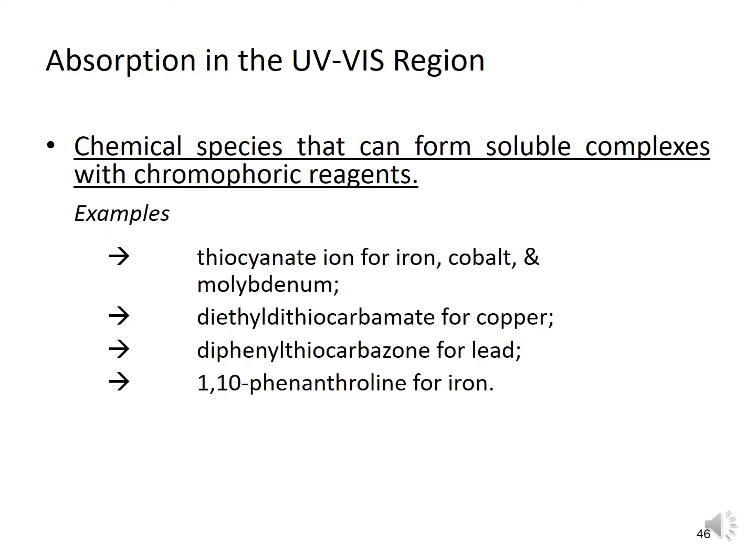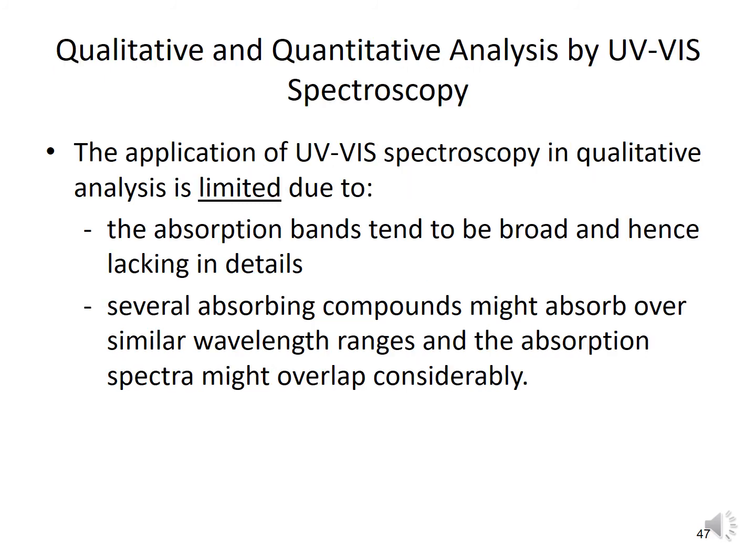In this part, chemical species can form soluble complexes with chromophoric reagents. For example, thiocyanate ion for iron, cobalt, and molybdenum, diethyldithiocarbamate for copper, diphenylthiocarbazone for lead, and 1,10-phenanthroline for iron. And this is for the application part.